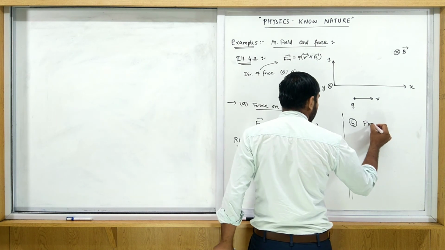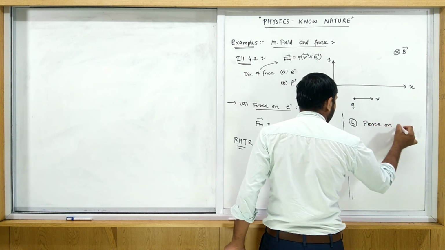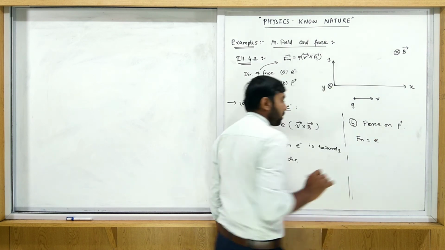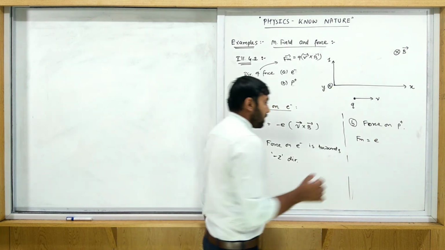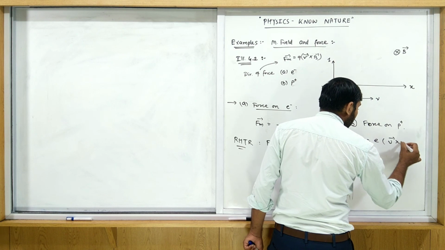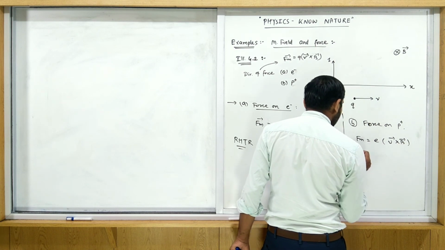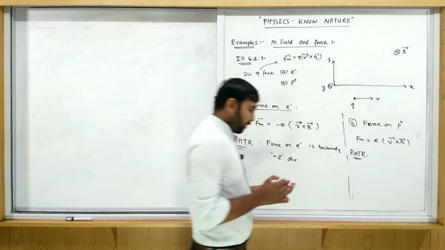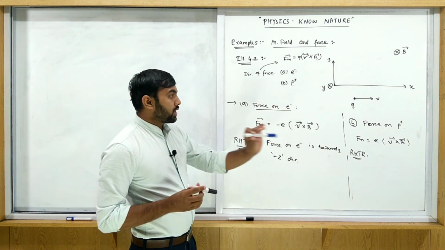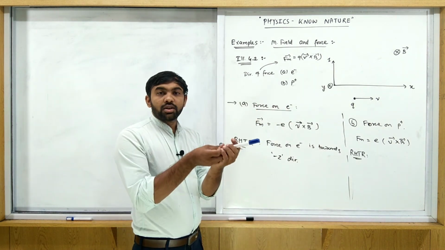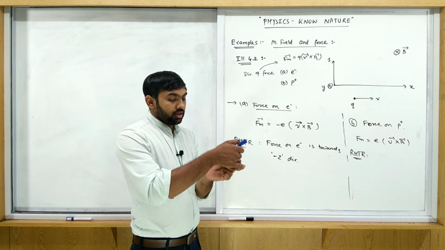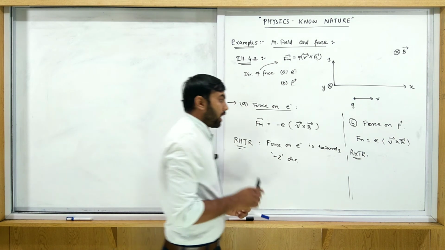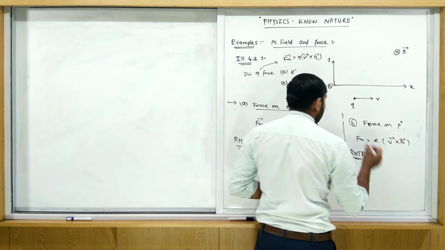Force on proton, then Fm is equal to, for a proton the charge is positive, so e into V cross B. Again use the right hand thumb rule. Then only find the direction of V cross B. So V is along x-axis, B is along y-axis, and this type of situation is given to you. Then V cross B is upward. Upward means positive z.